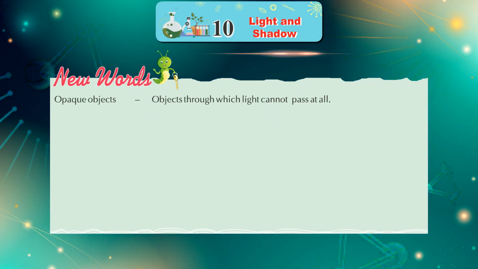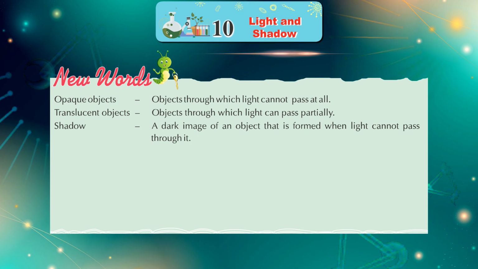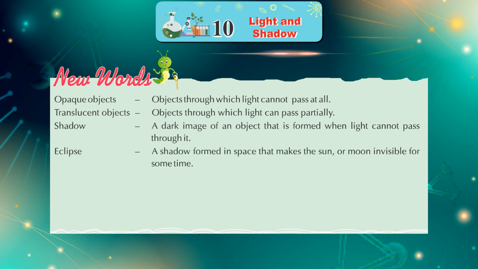New words. Opaque objects. Objects through which light cannot pass at all. Translucent objects. Objects through which light can pass partially. Shadow. A dark image of an object that is formed when light cannot pass through it. Eclipse. A shadow formed in space that makes the sun or moon invisible for some time.